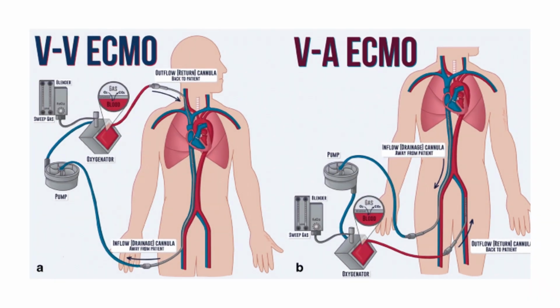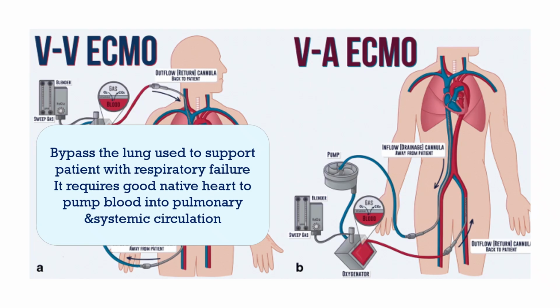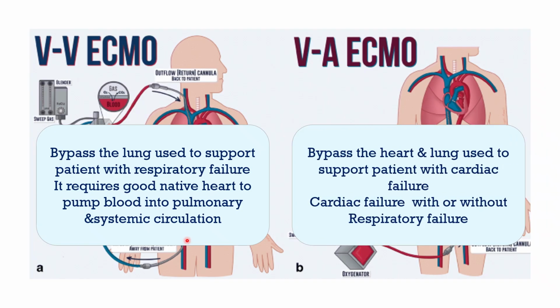There are two types of ECMO. VV ECMO, or respiratory ECMO, bypasses the lung and is used as support for patients with respiratory failure. It requires a good native heart to pump the blood into the pulmonary and systemic circulation. The second type is VA, veno-arterial ECMO, or cardiac ECMO, which bypasses the heart and the lung and can be used to support a patient with cardiac failure with or without respiratory failure.